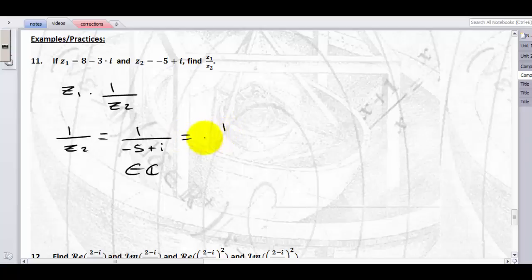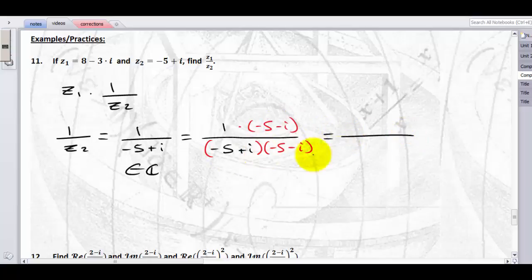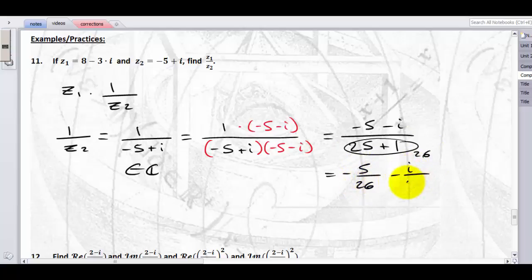I'm going to multiply both sides of this fraction by the conjugate of negative 5 plus i, which is negative 5 minus i. I have a formula for that, a squared plus b squared. So this is just 25, and b is negative 1, so b squared is 1. So this is 26. So it's negative 5 over 26 minus i over 26.